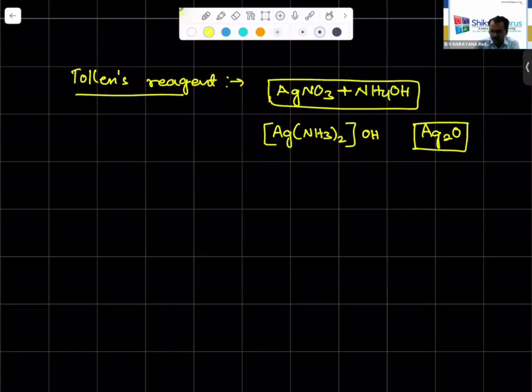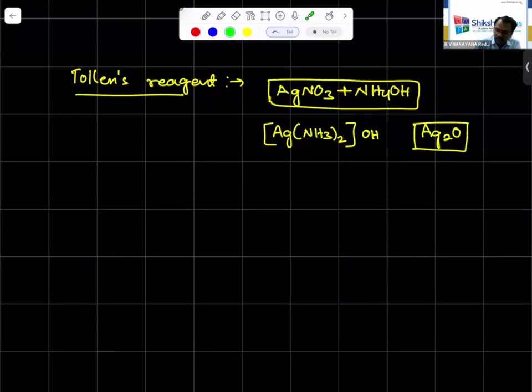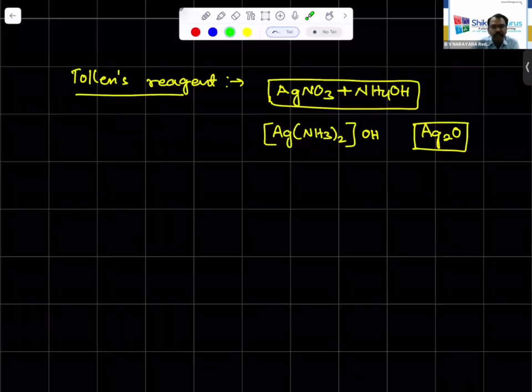Very frankly speaking, sometimes they can give only Ag plus ion also in examination. That's why don't worry. Sometimes the examiner can give only Ag plus also, but still you have to understand it is Tollens reagent. Sometimes, in very rare conditions, people give it like this.